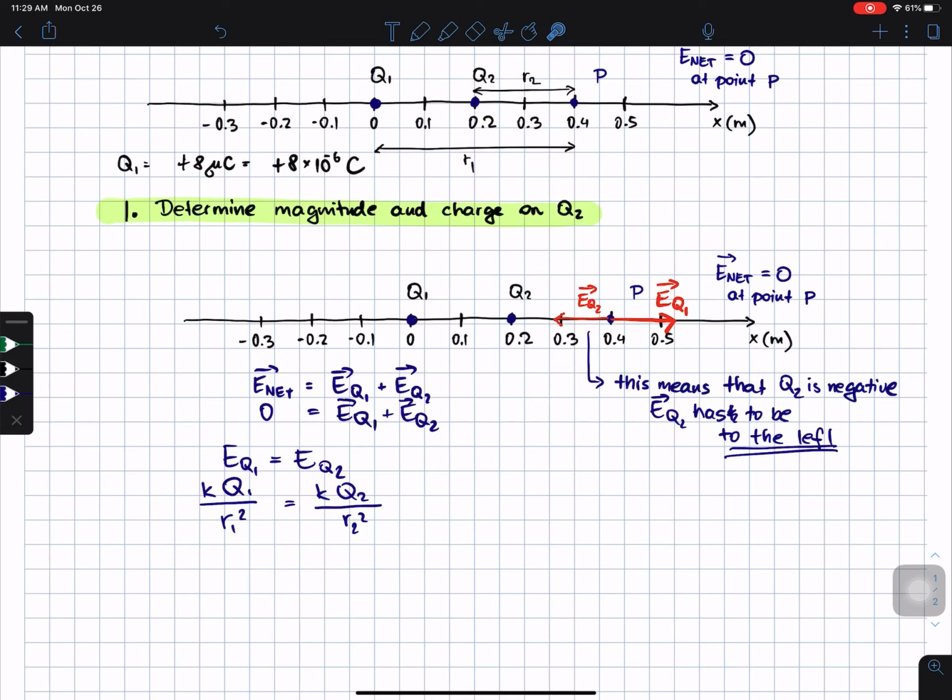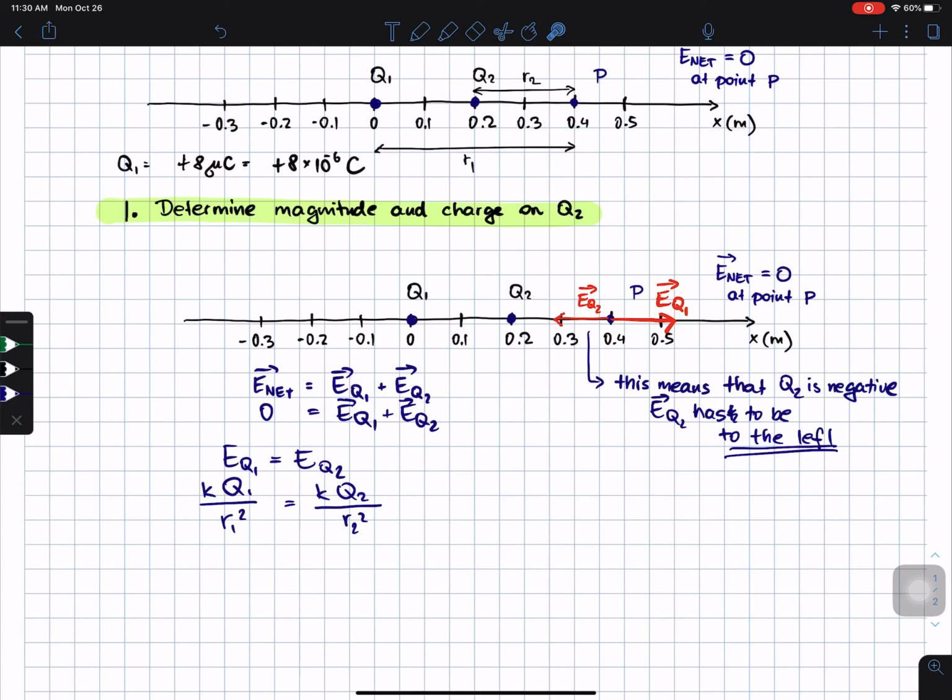So if you remember, I mentioned that before we get to formulas, we really need to do a vector diagram. What is crucial here is to understand that if the net field at point P is 0, we already know that Q1 is positive. So the electric field due to Q1 is to the right. Now, if the net field is supposed to be 0, the only way we can achieve that is if the field due to Q2 is in the opposite direction. So the electric field due to this second charge has to go this way.